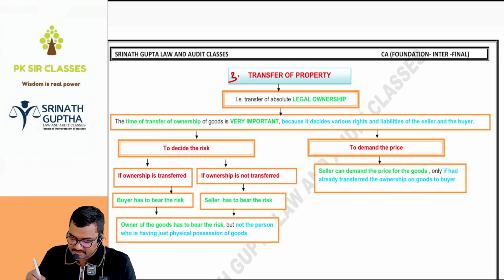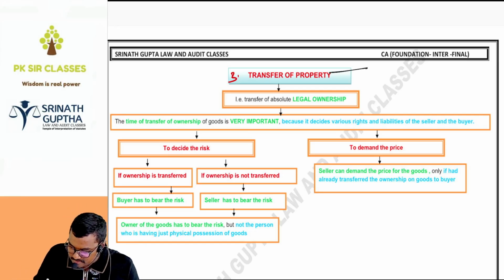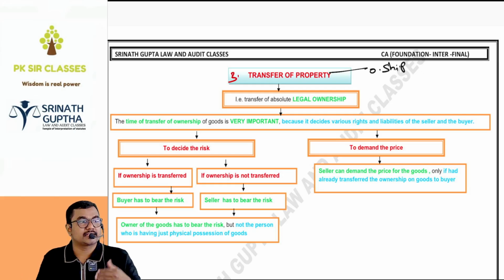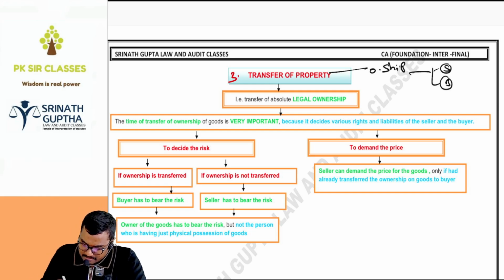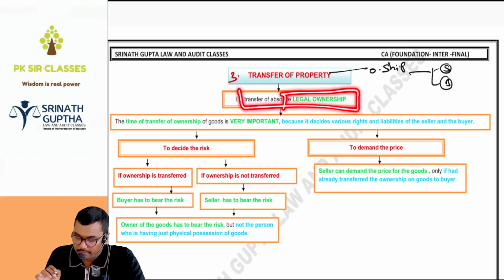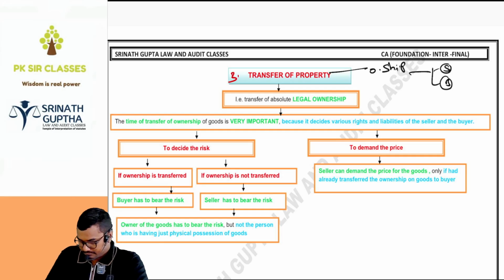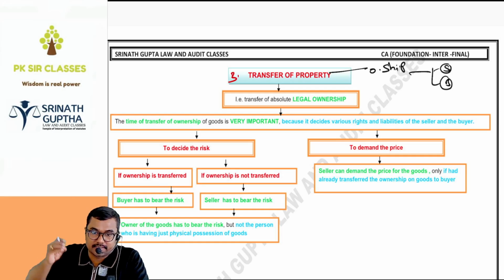First of all, what is the meaning of property? Property means ownership. Transfer of property means transfer of ownership from the seller to the buyer. It's said to be transfer of ownership. So, transfer of ownership means transfer of absolute legal ownership. The ownership on the goods is transferred from seller to buyer.